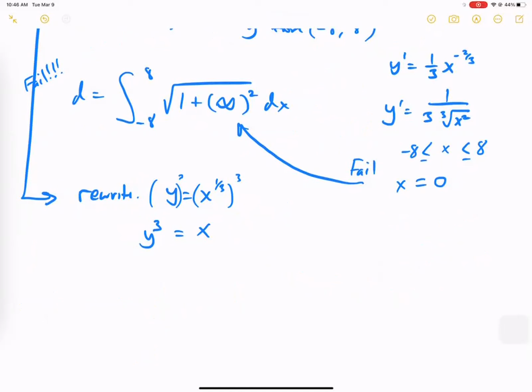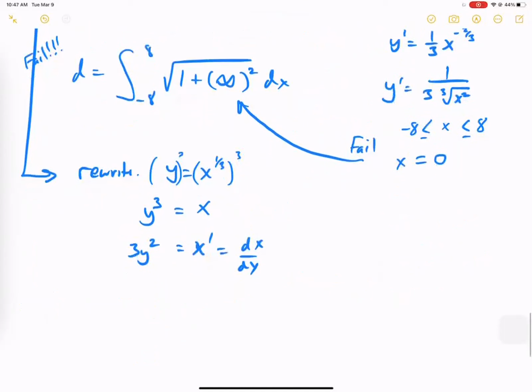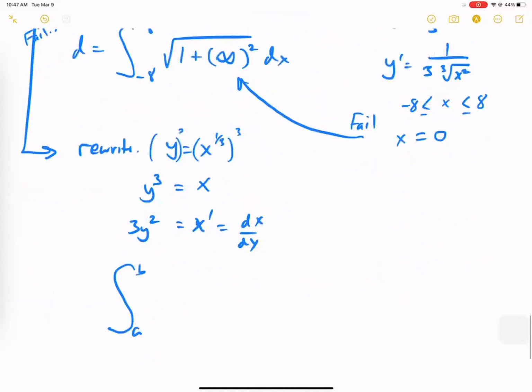So let's take the derivative of this. x prime is 3y squared. That's not hard, right? This could be considered dx over dy. Looking at it a different way. Now, if I spin my problem, we can do the integral from a to b, but careful, I need to put a little note here.